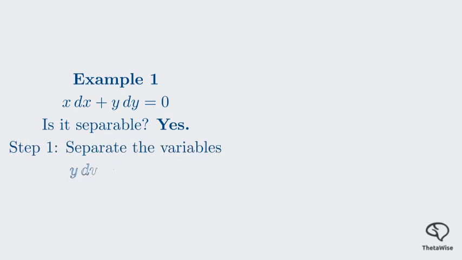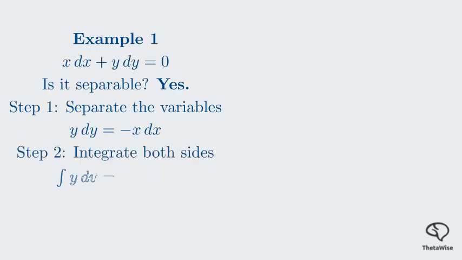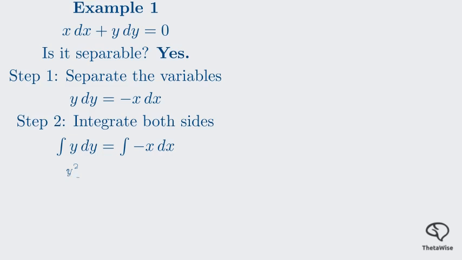Following our method, we move the x term to the right side by subtracting it from both sides. We now have y dy equals negative x dx. Next, we apply the integral to both sides. The integral of y with respect to y is y squared over 2. The integral of negative x with respect to x is negative x squared over 2. And of course, we must include a constant of integration, which we will call c.